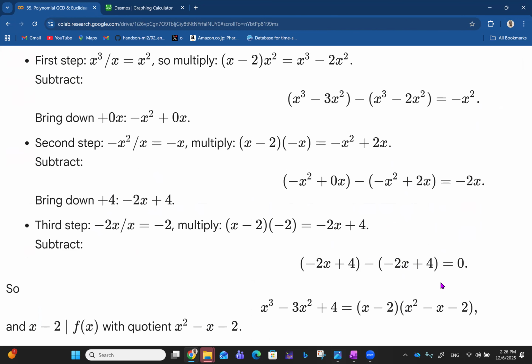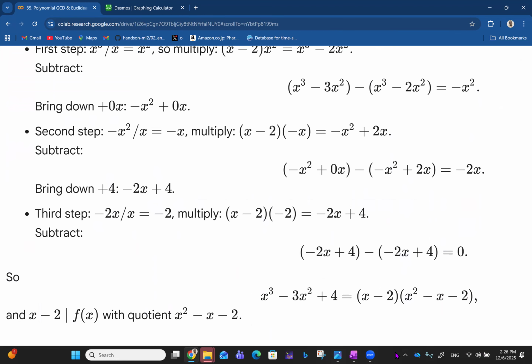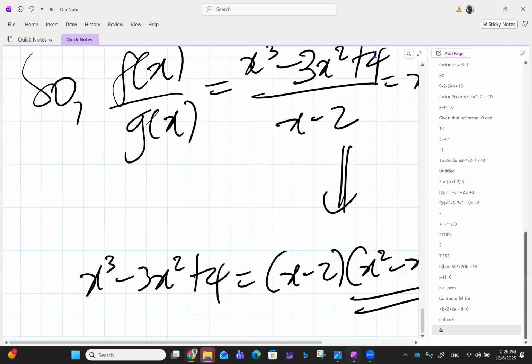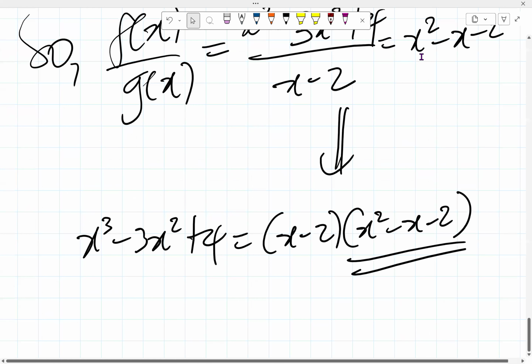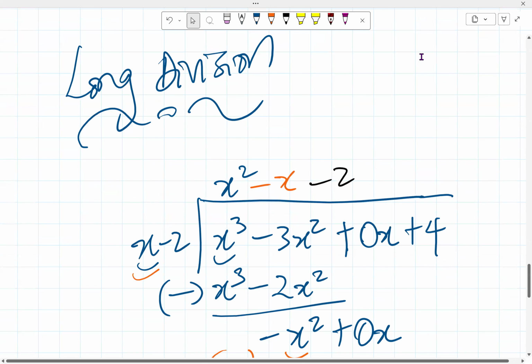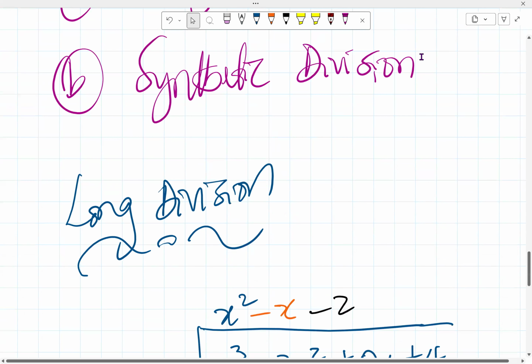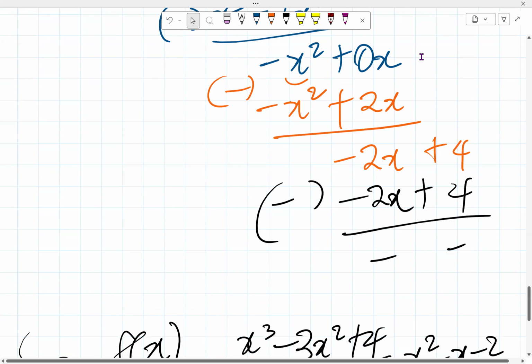So I won't even bother myself because what I've done already is the easier way to do it. But then that's not even the easiest of ways to do it. This is long division now. What if we go for synthetic division? So this is the approach of long division. So what about synthetic division?